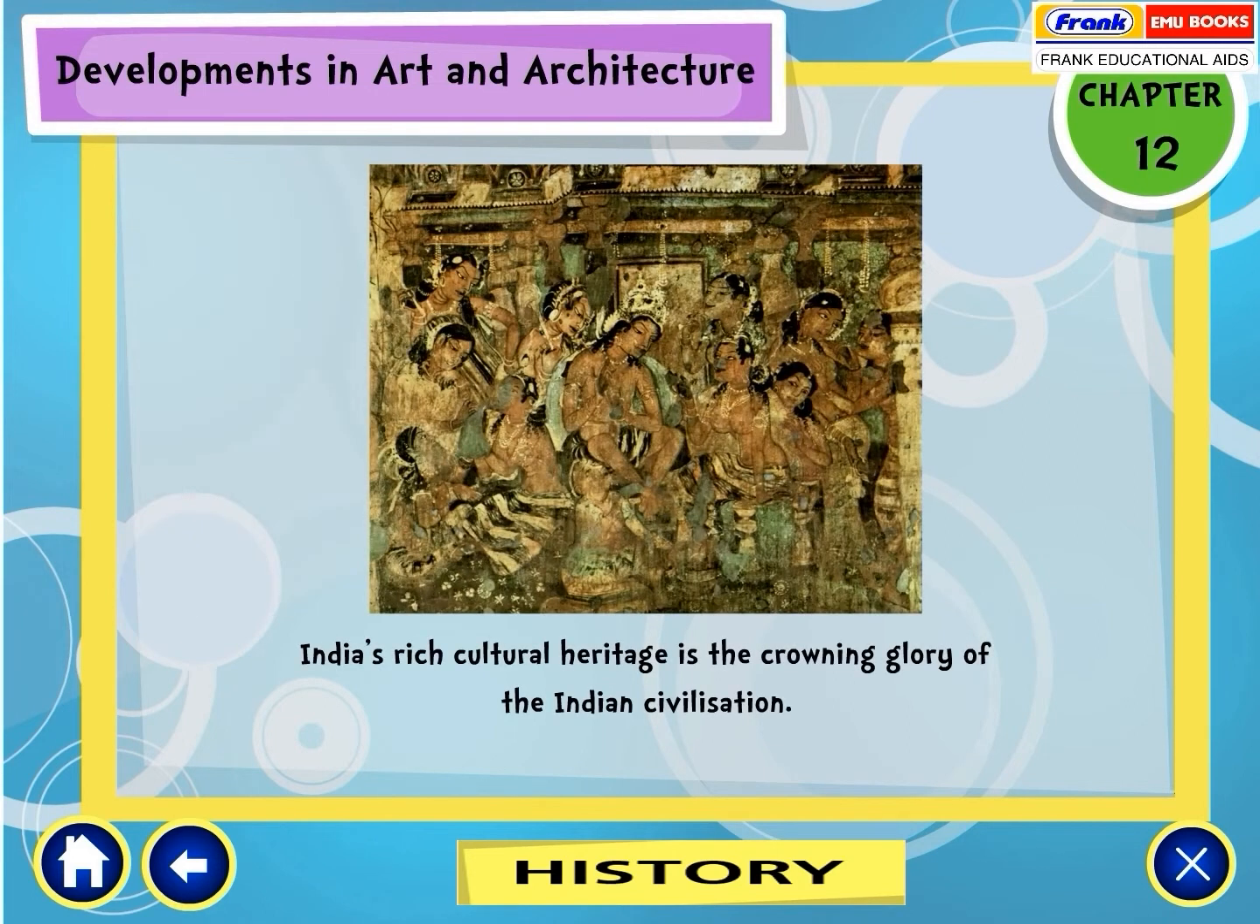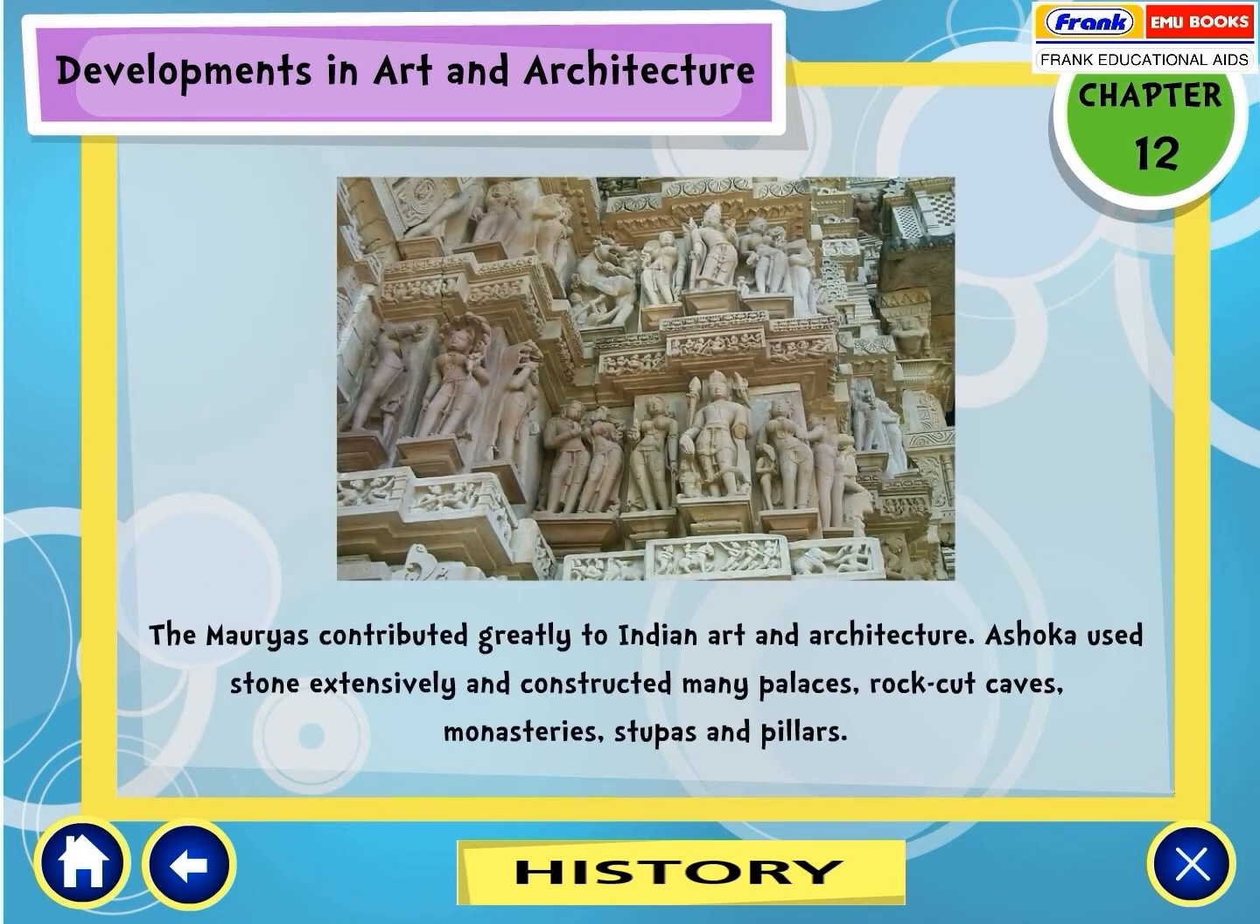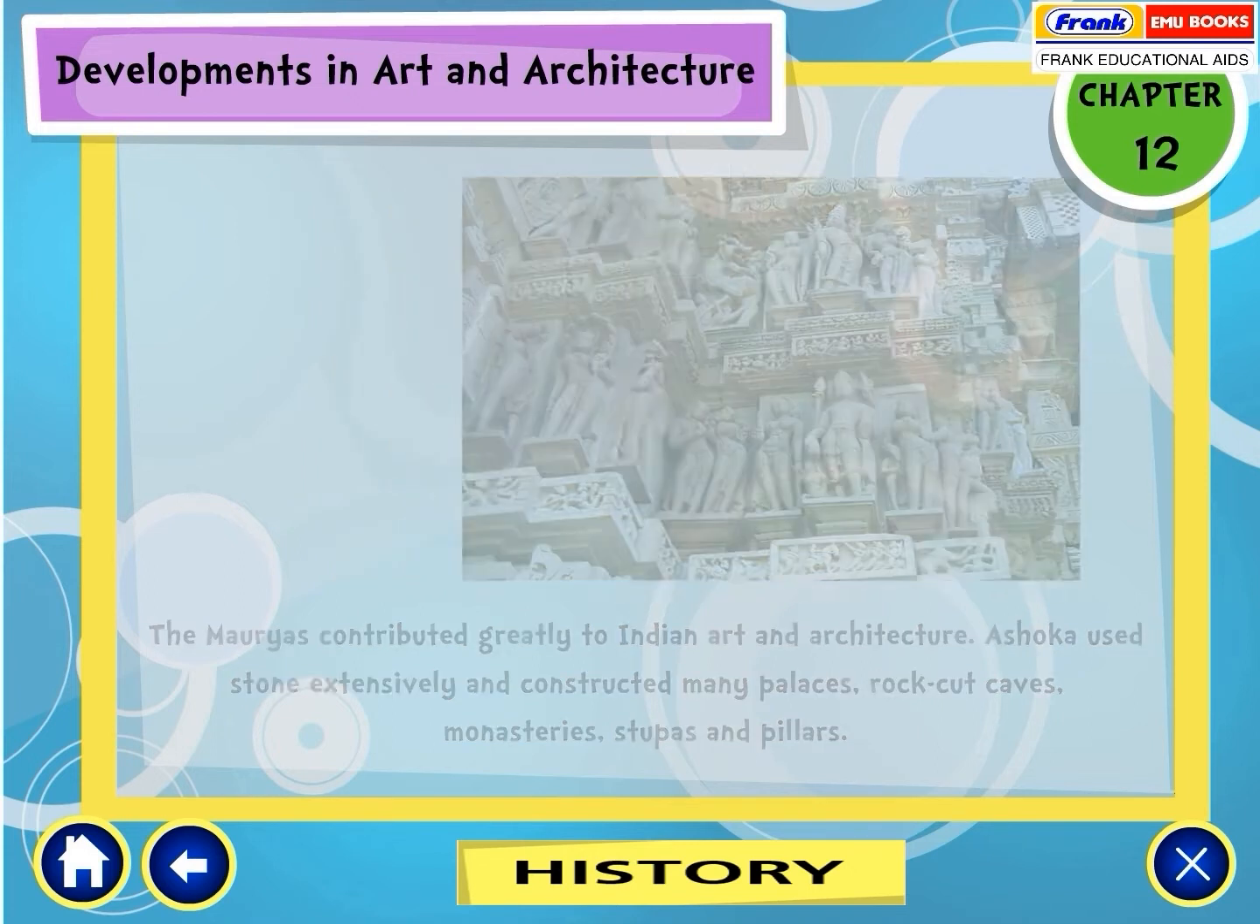Developments in art and architecture. India's rich cultural heritage is the crowning glory of the Indian civilization. The Mauryas contributed greatly to Indian art and architecture. Ashoka used stone extensively and constructed many palaces, rock-cut caves, monasteries, stupas and pillars.